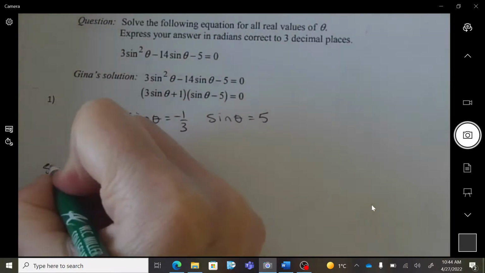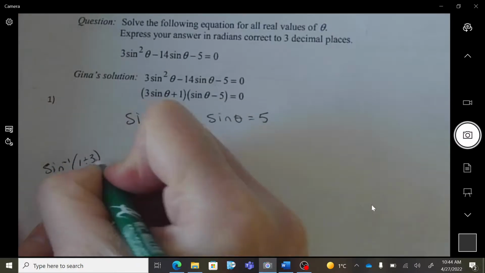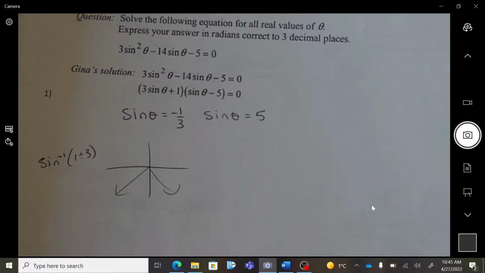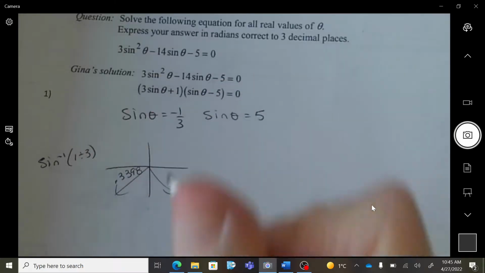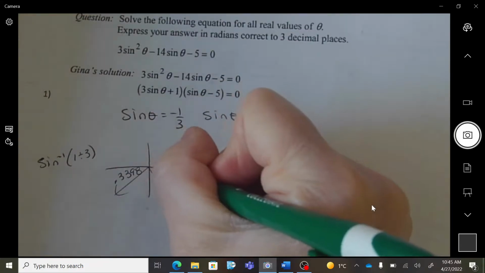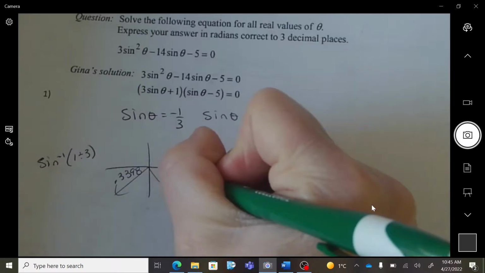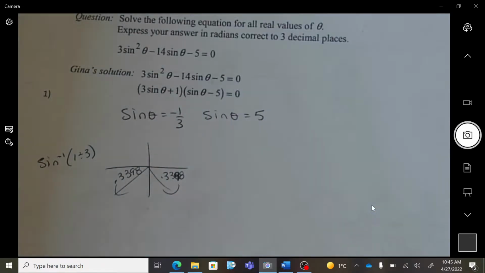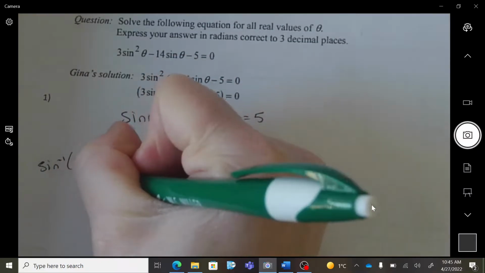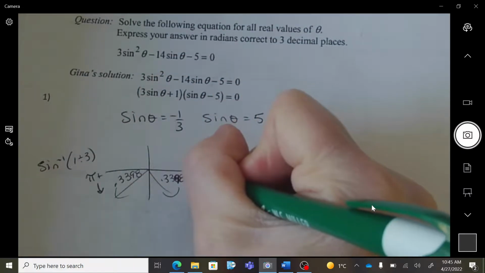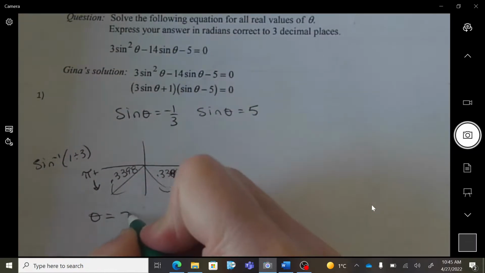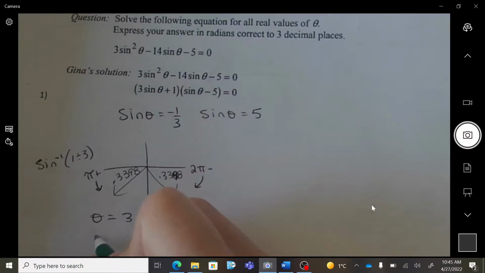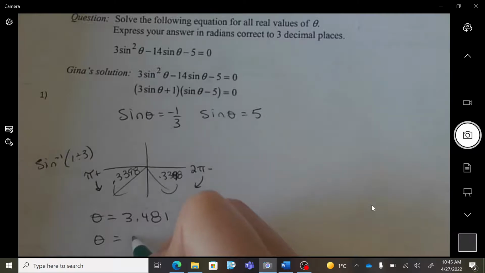And then I'm going to sine inverse positive 1/3. And when I do that, I get 0.3398. So that's the amount of space in between where I am and the x-axis. So here I'm going to do pi plus, and here I'm going to do 2 pi minus that amount. So to 3 decimal places, this is 3.481 and 5.943.